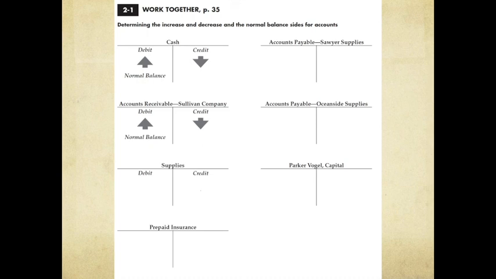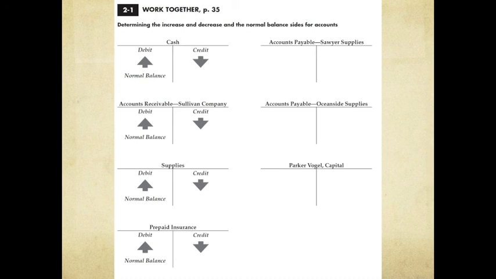Supplies, again, another account. The debits are on the left, credits on the right. Increase on the debit, decrease on the credit, because our normal balance of an asset is the debit side. And the same thing with prepaid insurance. This is an asset. You'll notice all of our assets, normal balance, debit side, they're found on the left-hand side of the accounting equation. Therefore, they have a debit balance, increase on the normal balance side, decrease on the opposite.